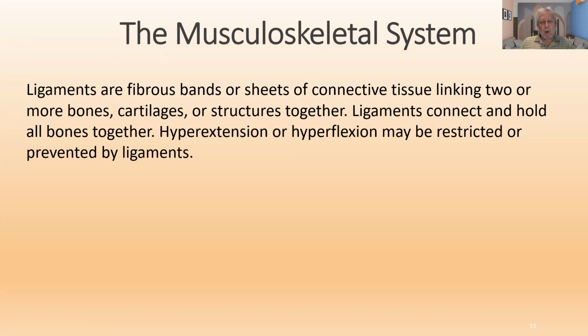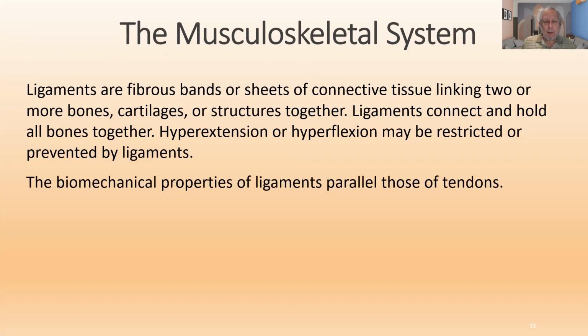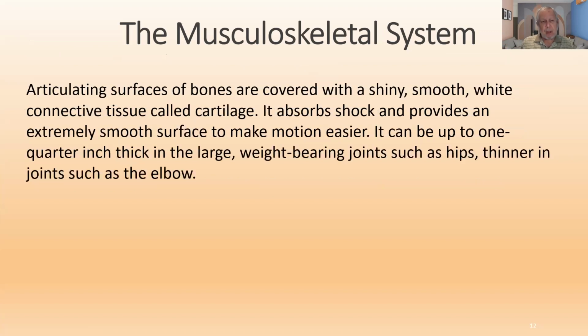Ligaments are fibrous bands or sheets of connective tissue linking two or more bones, cartilage, or structures together. Ligaments connect and hold all bones together. Hyperextension or hyperflexion may be restricted or prevented by ligaments. The biomechanical properties of ligaments parallel those of tendons. We'll talk about ligaments when we get down to the lower extremities more. But they're similar to tendons, the biomechanical properties of them.